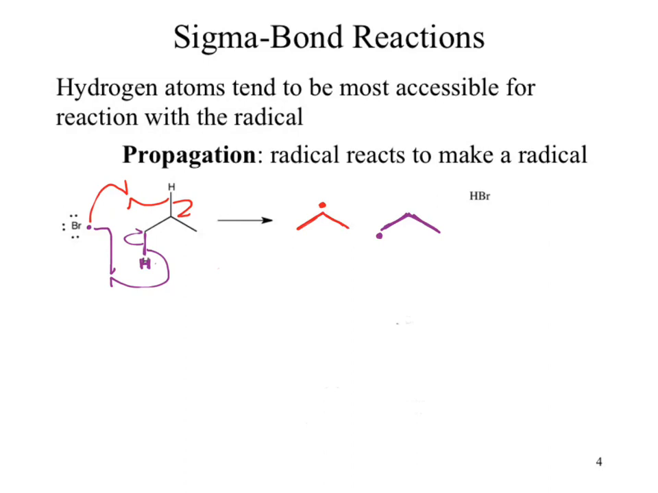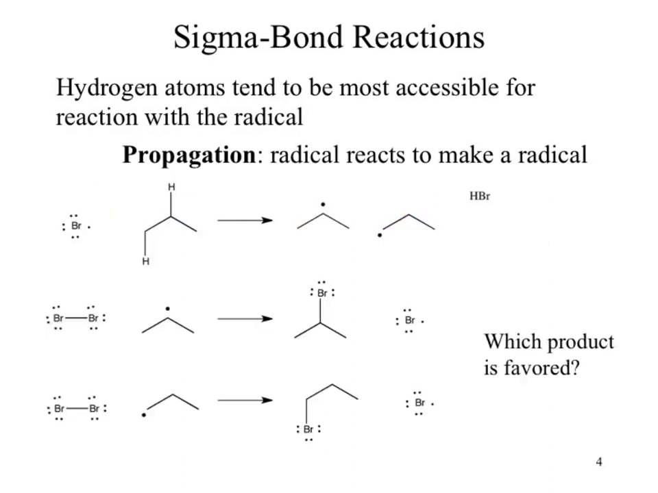Can the other one still happen? Yes. Depending on conditions, it may form in very small amounts or larger amounts, and we'll look at those conditions a little bit later. We now have a carbon radical. That carbon radical is inherently unstable. What's the next thing it is most likely to encounter?